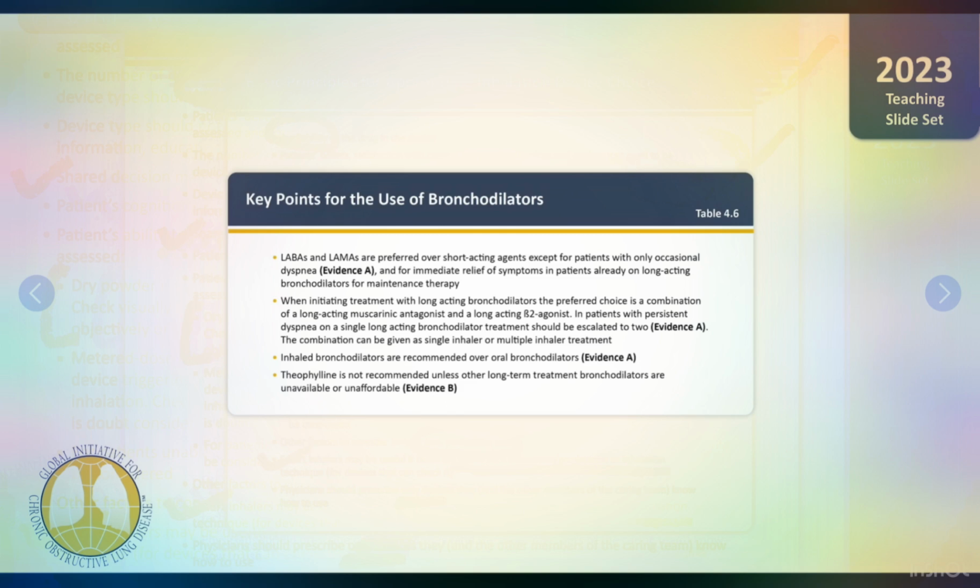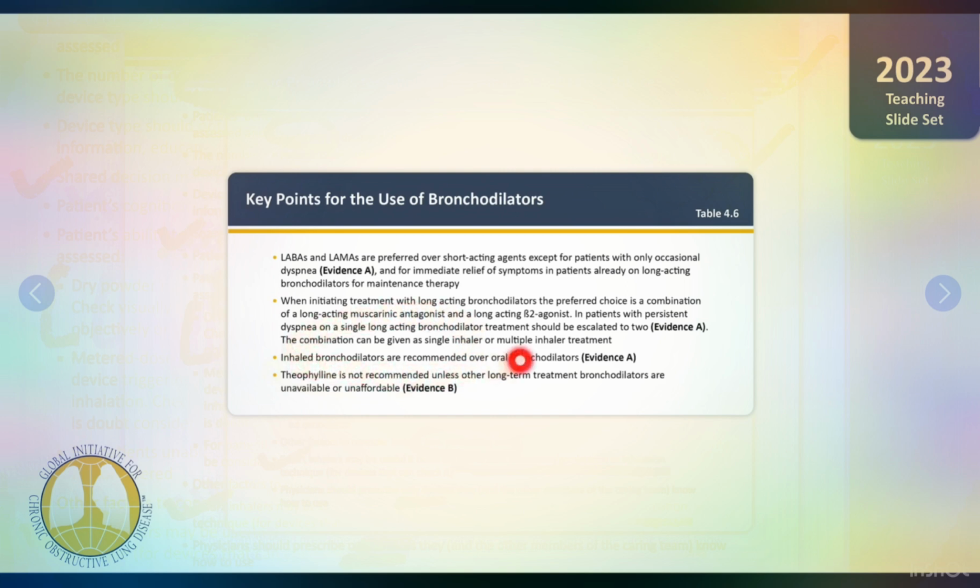Then they are telling the key points for use of bronchodilators. LABA and LAMA are preferred over short-acting agents, except for patients with only occasional dyspnea, in whom we should prescribe SABA. And for immediate relief of symptoms in patients already on long-acting bronchodilator maintenance therapy, like in acute exacerbation of COPD, initially we give SABA. When initiating treatment with long-acting bronchodilators, the preferred choice is the combination of LABA and LAMA. In patients with persistent dyspnea on a single long-acting bronchodilator, therapy should be escalated to the combination, and the combination should be LABA and LAMA.